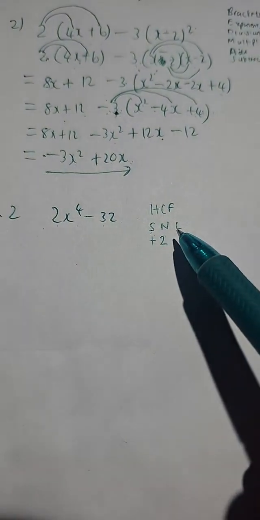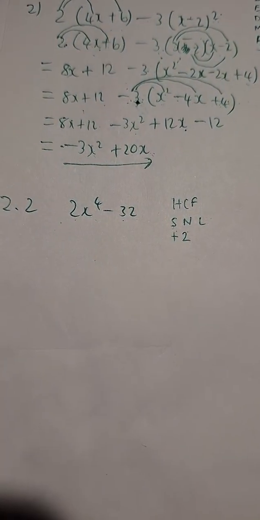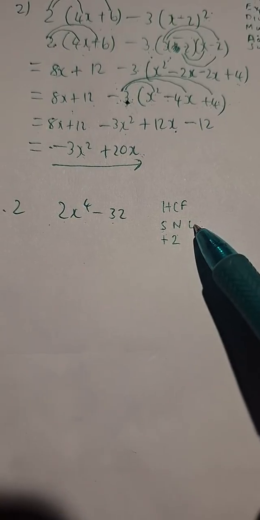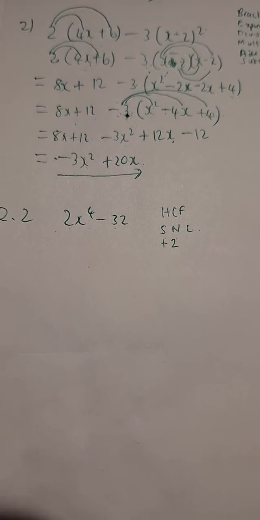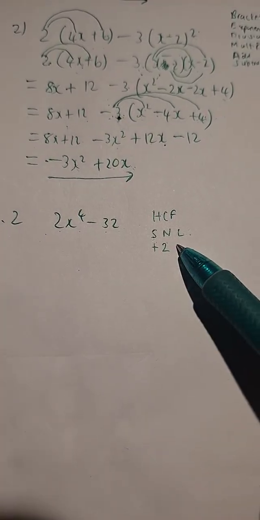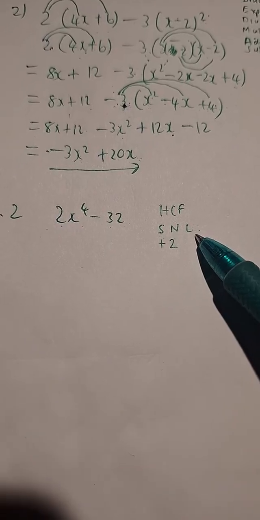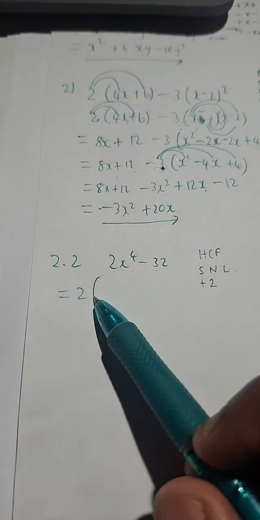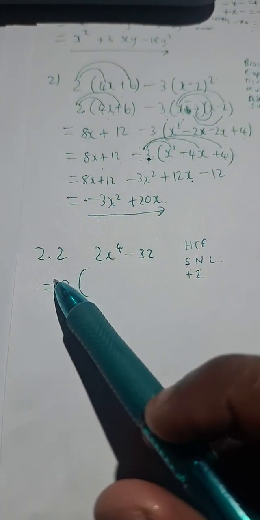What is the highest common factor letter? Is there a letter that is common? No, there isn't. So that means our highest common factor is 2. We take it out, outside the bracket. Okay? So there it is.